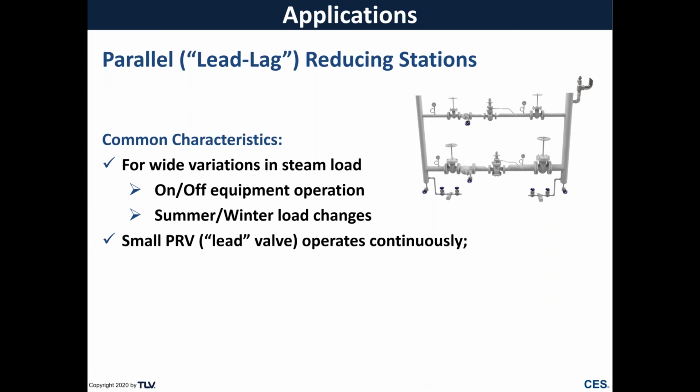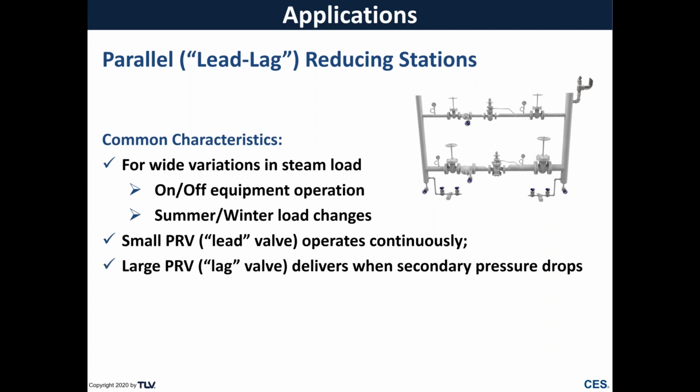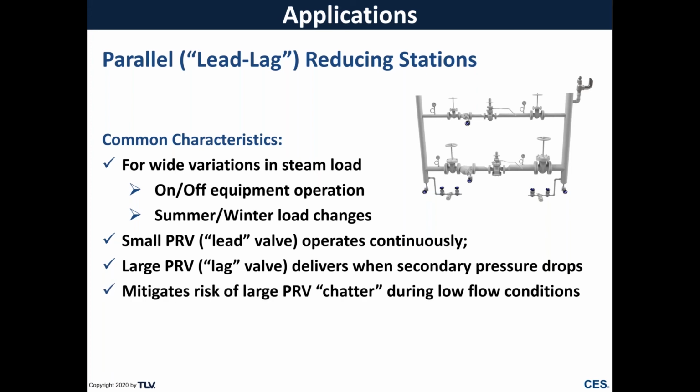The smaller, or lead valve, typically operates continuously and handles the smaller load conditions by itself. But during increased steam demand conditions, the smaller valve may not be able to maintain its set pressure, and the secondary pressure droops to the set point of the larger or lag valve, which then starts delivering steam at a higher flow rates to maintain the secondary pressure at the slightly lower set point. The lead-lag arrangement can help reduce the risk of valve chatter from a single large PRV trying to maintain a very low flow condition. The most common application for these PRV stations is for building HVAC systems.